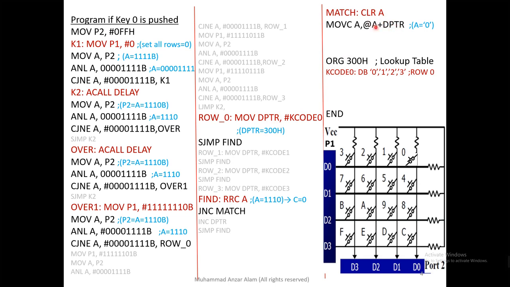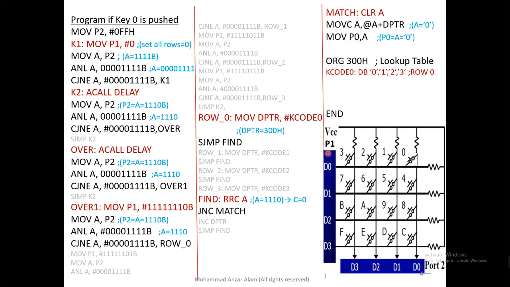So the value at 300 has to move to the accumulator, and the value at 300 is 0. Okay, you can see this is 0. So after execution of this one, the accumulator will have value 0. Okay, now the accumulator value, that means 0 value, is being moved to the port 0.